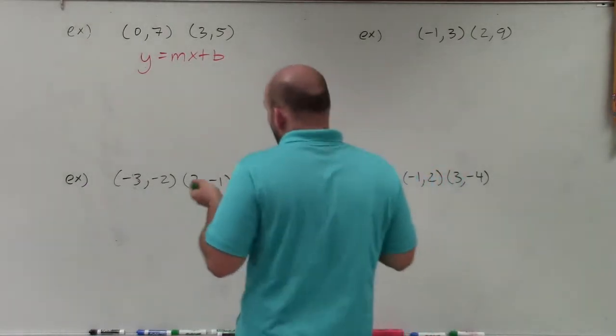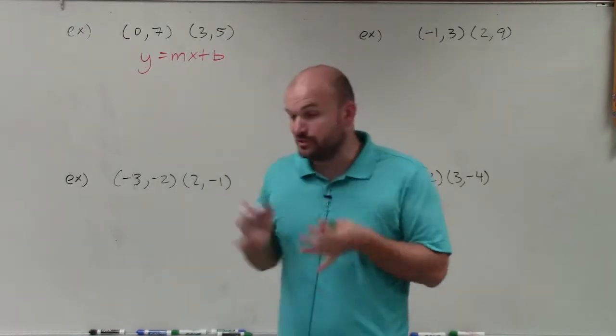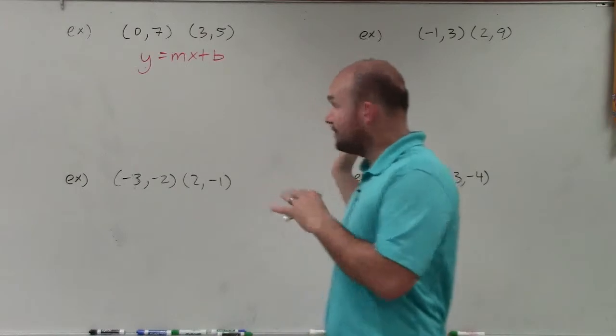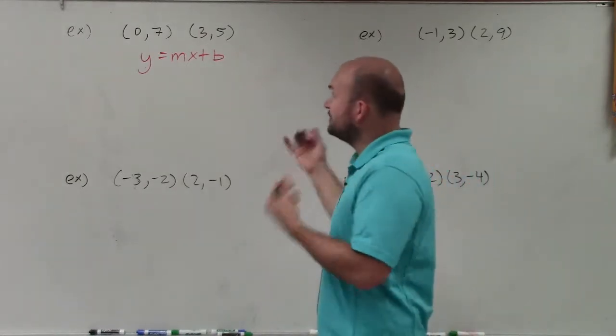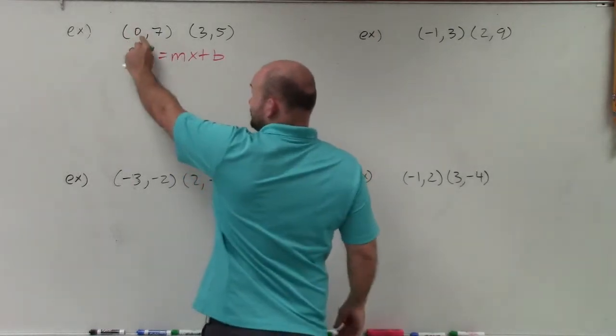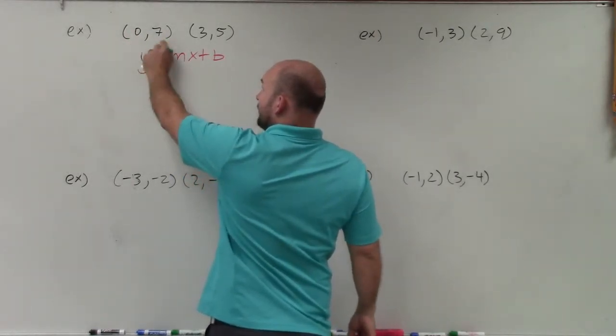Now, typically, there's a couple different ways to do this. We can use point-slope form as well as using slope-intercept form. So I'm going to do both forms in this case. But for this example, there's something that's very, very important that I automatically notice. I notice that my x-coordinate is 0 and my y-coordinate is 7.